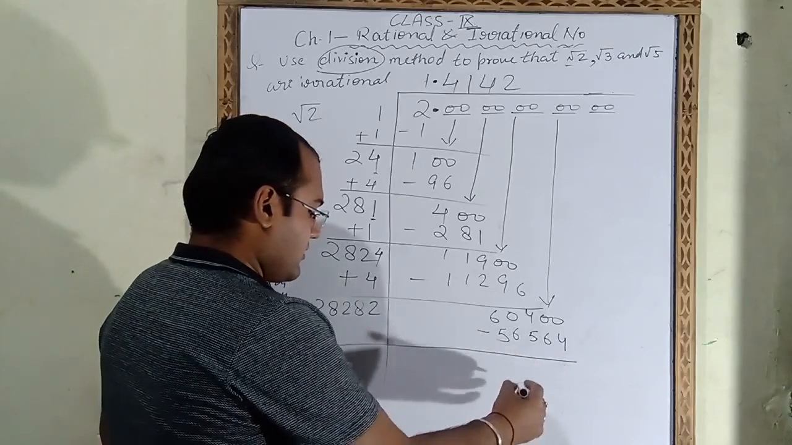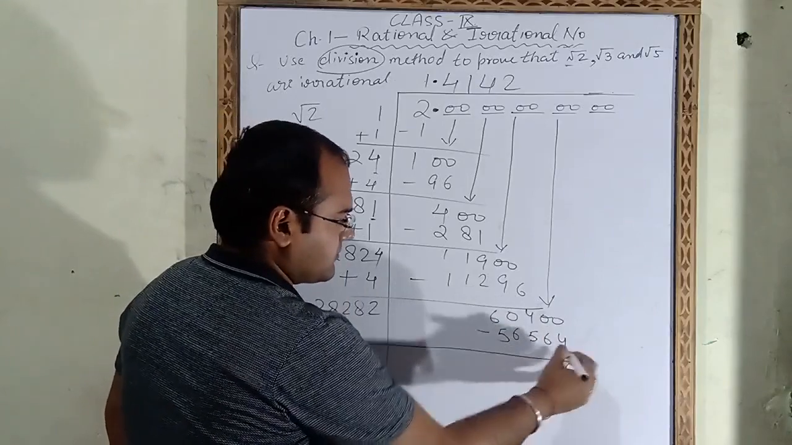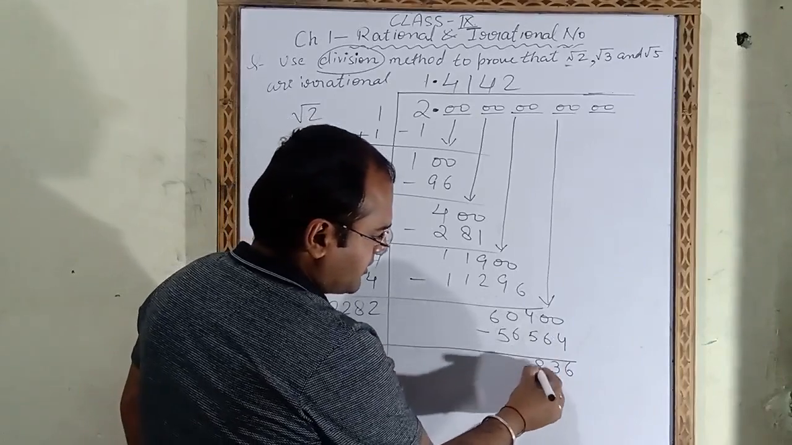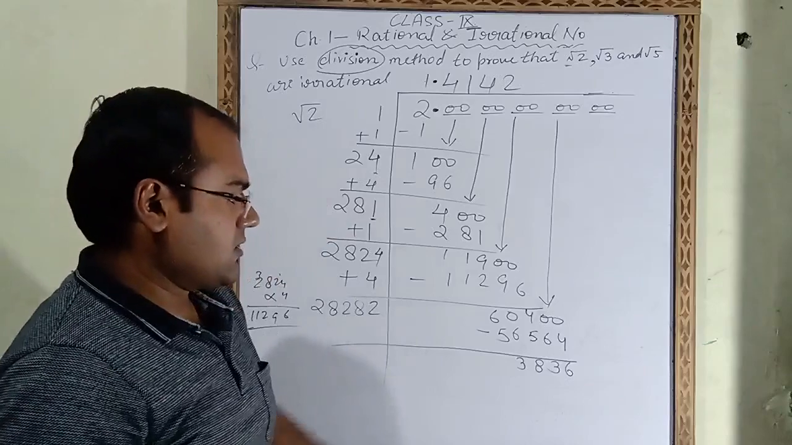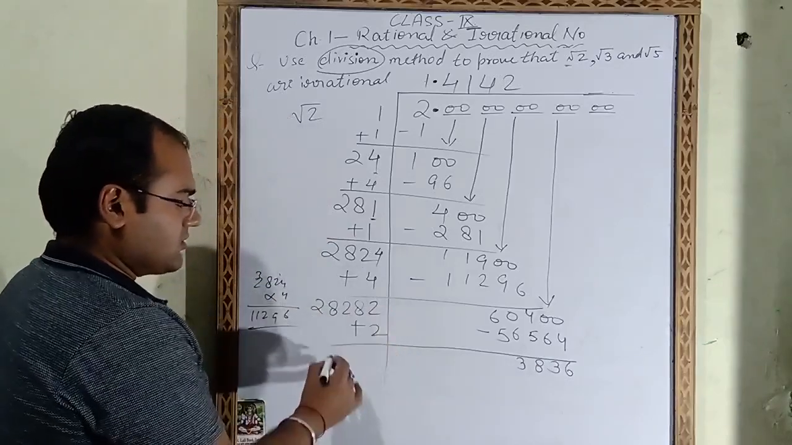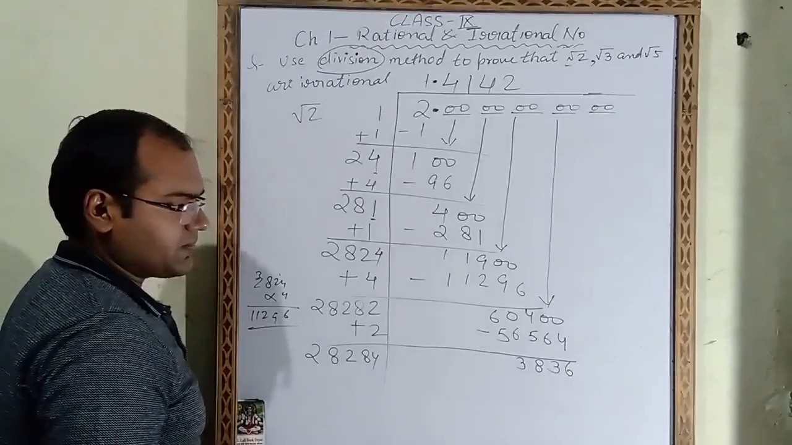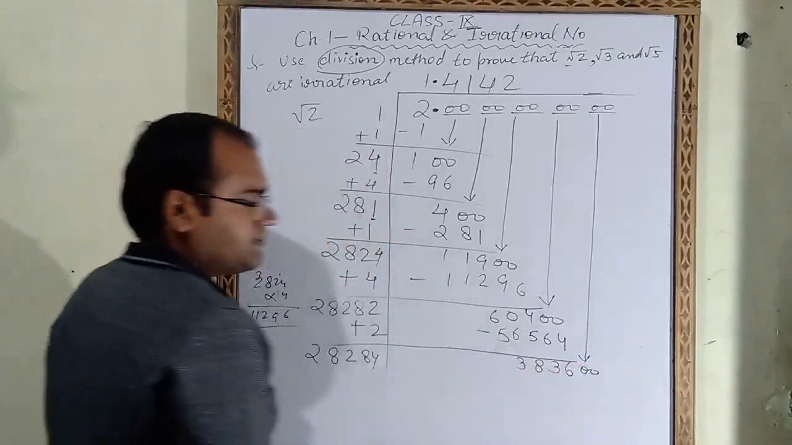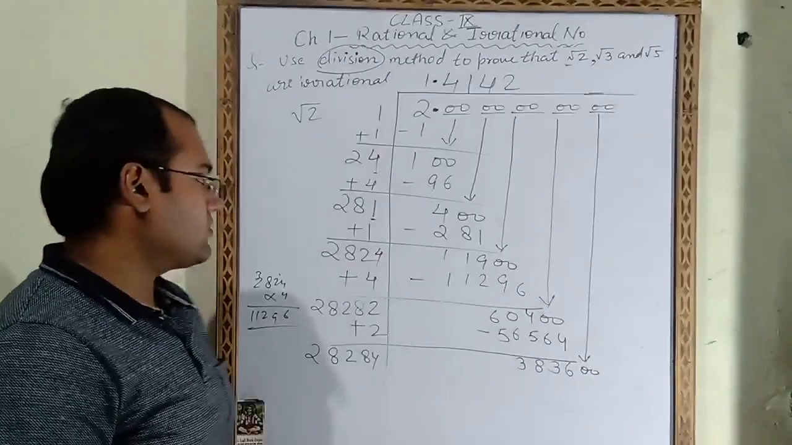On subtracting, we will get 10 minus 4, 6, then 3, 13, 8, 3. So 3836. This 2 we have to add again. So this will become 28284. This 0 we will bring down. Now again we have to write the same number here also and here also.